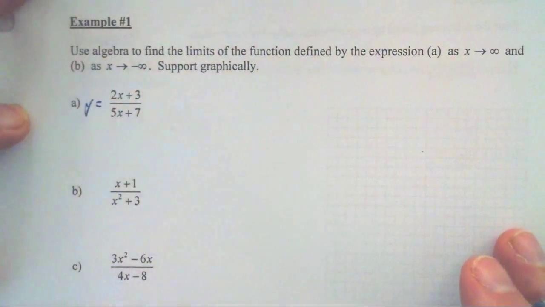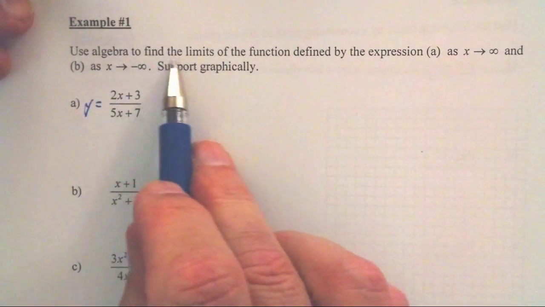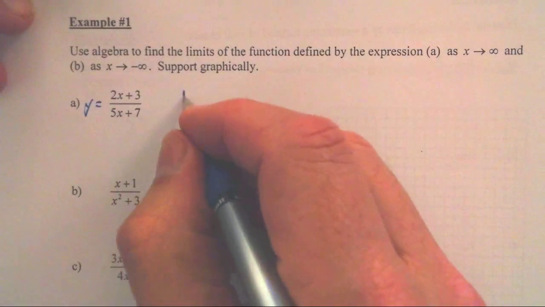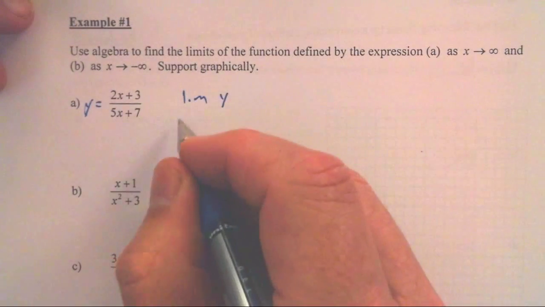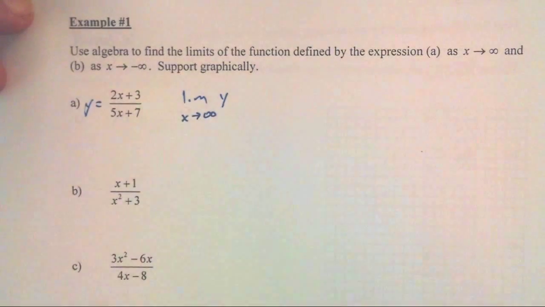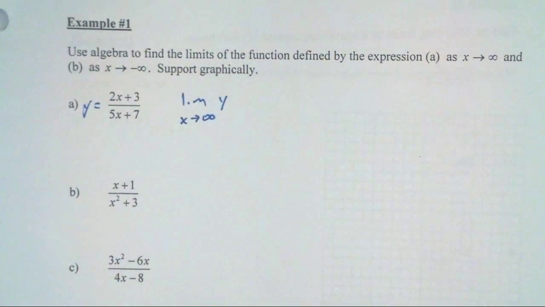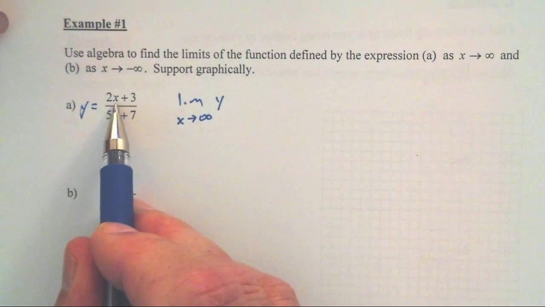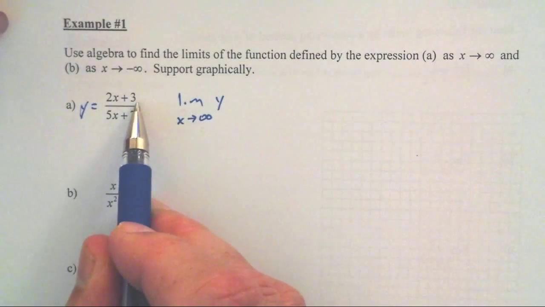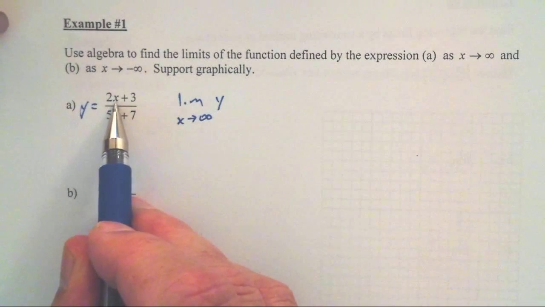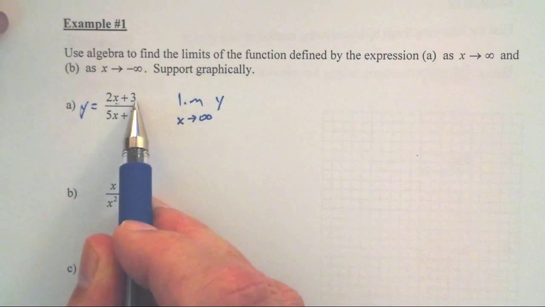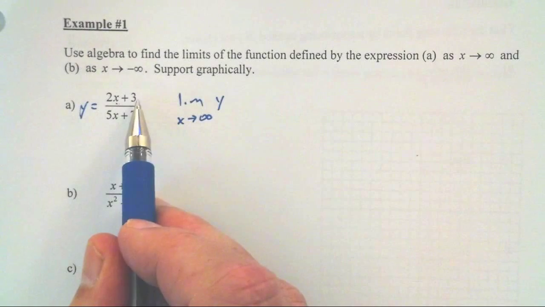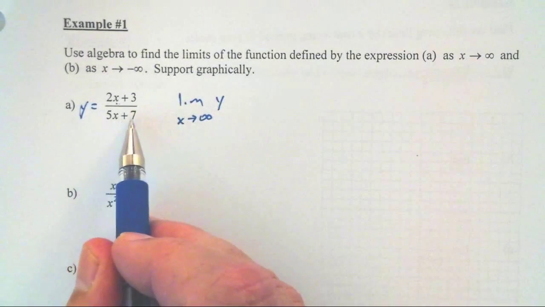y equals 2x plus 3 over 5x plus 7, and we're supposed to use algebra to find the limits defined by the expression. So I want to find the limit of y as x approaches infinity. And here's our big x test. What happens as x gets huge? If x is 1 billion, I've got 2,000,000,003 in the numerator. You give me $2 billion, I'll throw $3 in the street. That 3 doesn't really matter when we get big. It matters just enough to keep us from arriving. Over 5,000,000,007.